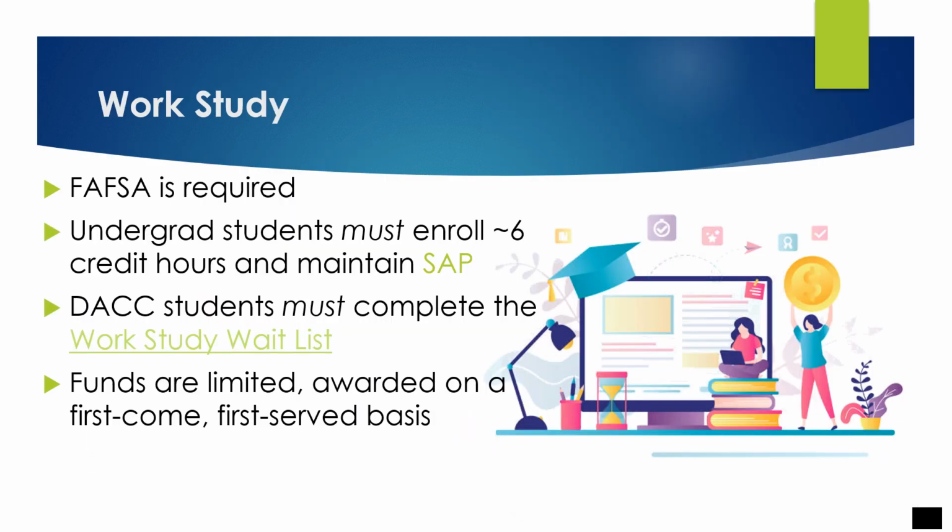Work study is another type of financial aid award. Work study can be federally funded or state funded. However, in order to be eligible for work study, you must complete a FAFSA. Undergraduate students must also be enrolled at a minimum of 6 credit hours and maintain satisfactory academic progress.